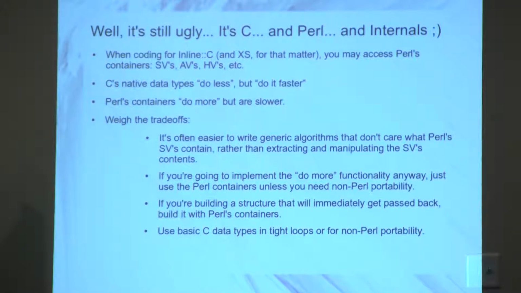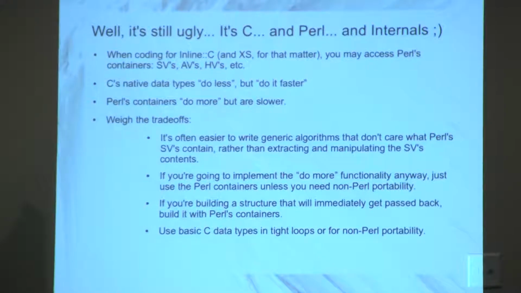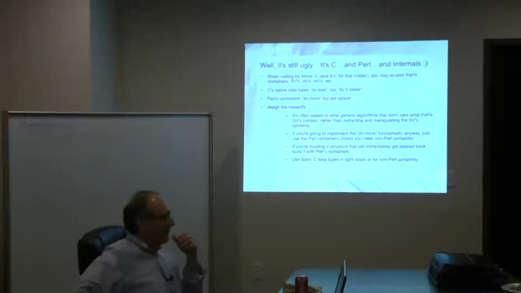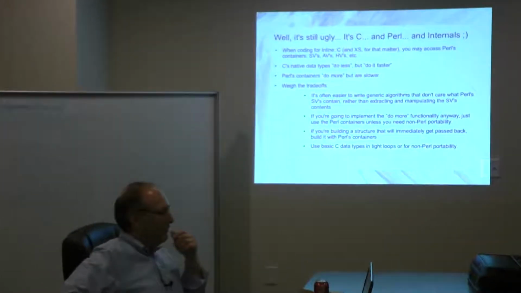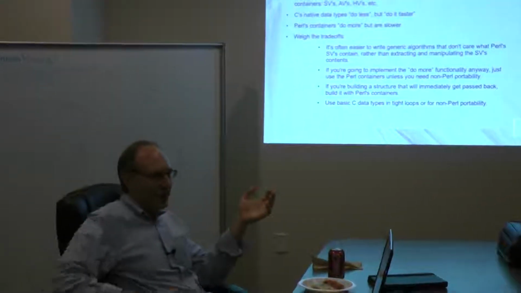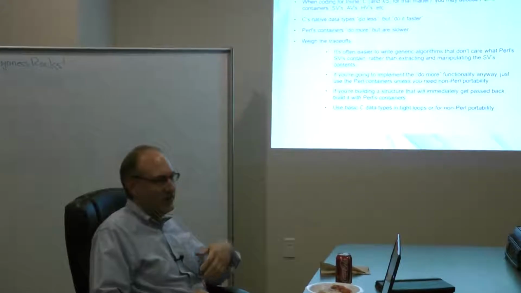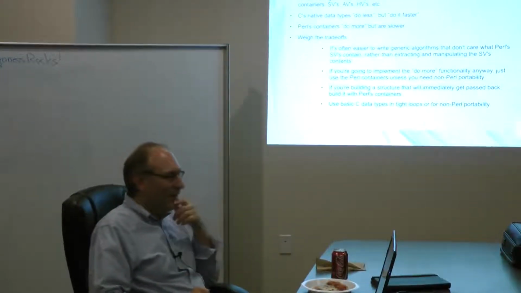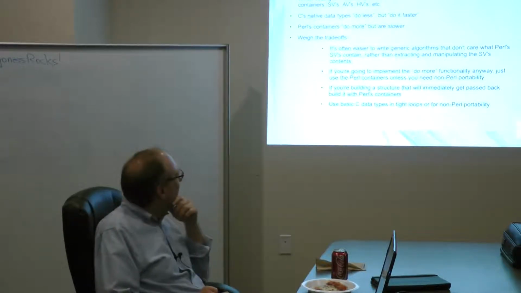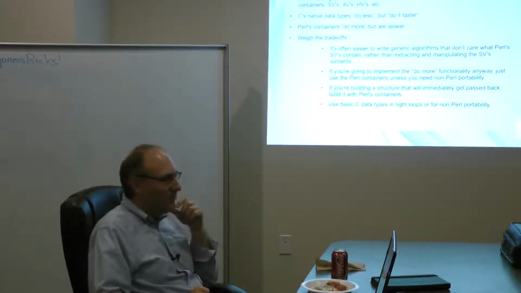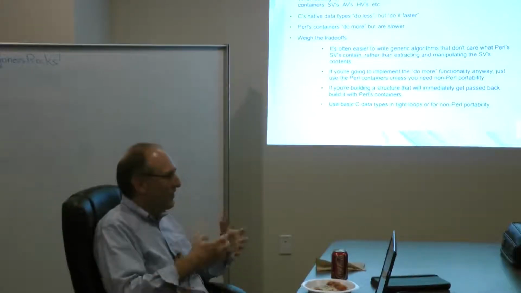Some strategies that I've found that work out well. It's often easier to write generic algorithms, as I mentioned before, that don't care what Perl's SVs contain. And that's something I kind of learned from C++ with what they call the standard library, where the standard library can hold any type of data basically, and then you pass in comparators, which are callback functions that can handle comparisons. And that is essentially C++'s way of getting at generic programming, that and templates.